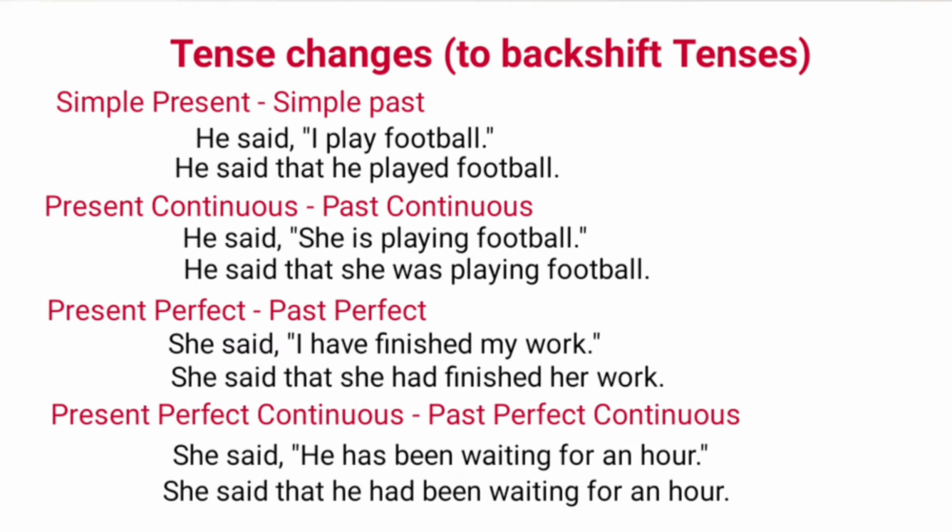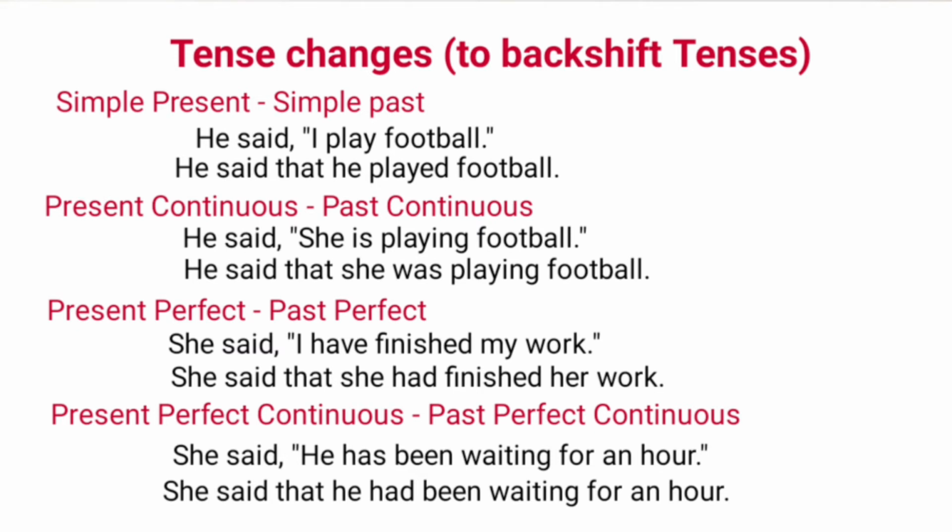Number 3, present perfect tense is changed into past perfect tense. She said, "I have finished my work." She said that she had finished her work. Here, have finished is changed into had finished. Next, present perfect continuous tense into past perfect continuous tense. Example, she said, "He has been waiting for an hour." She said that he had been waiting for an hour. Here, has been waiting is backshifted to had been waiting.